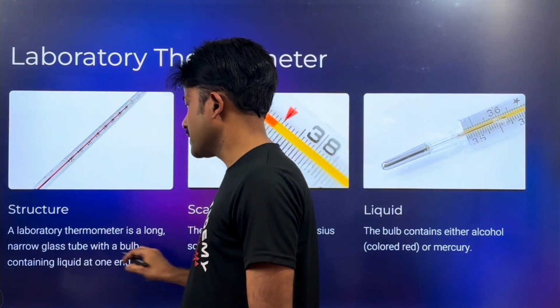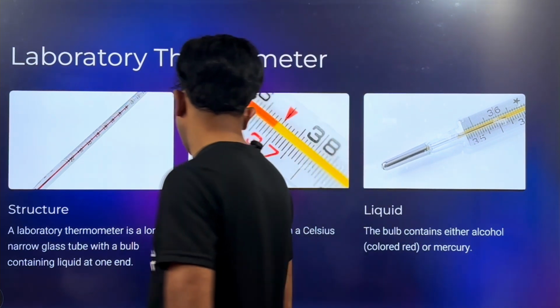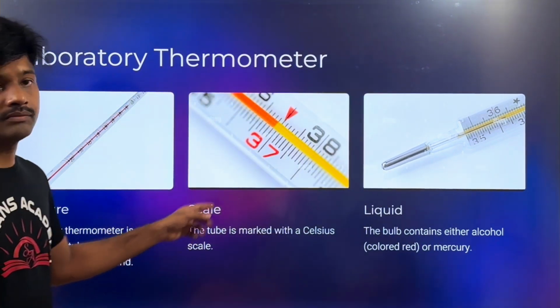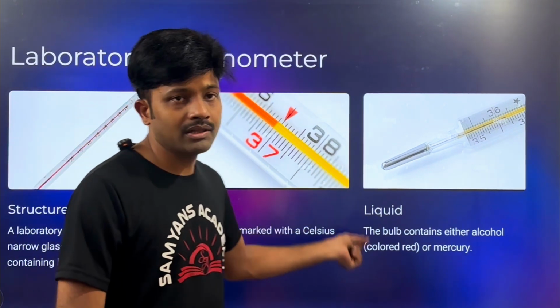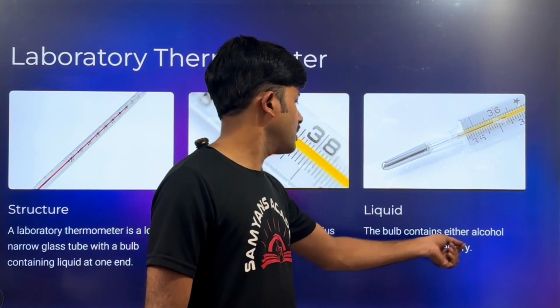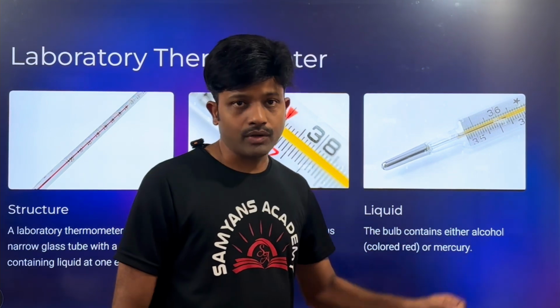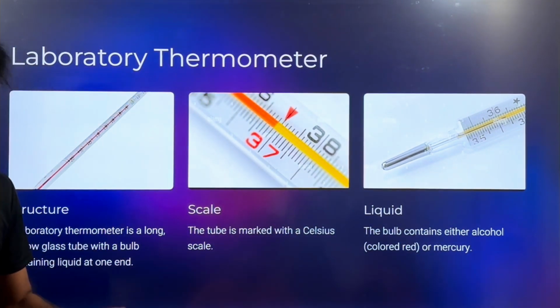A laboratory thermometer is a long narrow glass tube with a bulb containing the liquid at one end. And what is the scale? The scale marked on the laboratory thermometer is the degree Celsius scale. So what is the liquid present in the laboratory thermometer? The bulb contains either alcohol colored red or mercury. Most of the clinical thermometers contain mercury only.